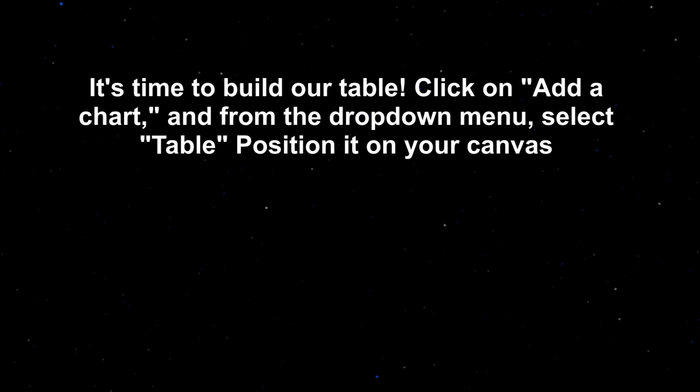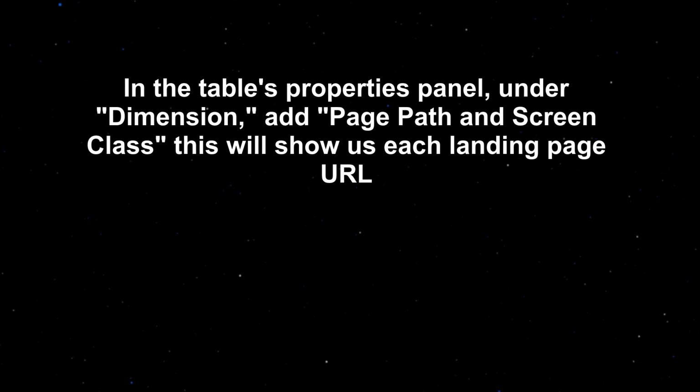Click on Add a Chart, and from the drop-down menu, select Table. Position it on your canvas. In the Table's Properties panel, under Dimension, add Page Path and Screen Class. This will show us each landing page URL.